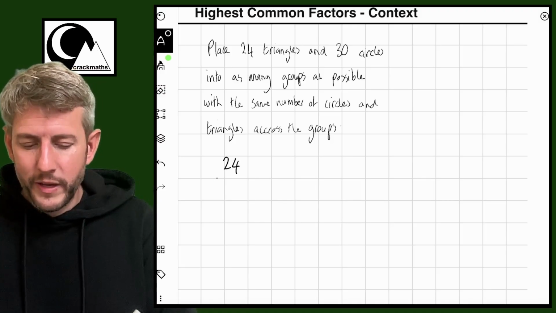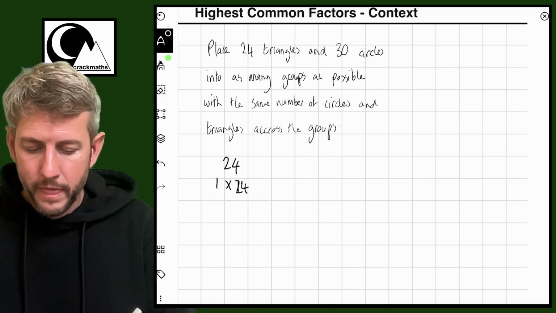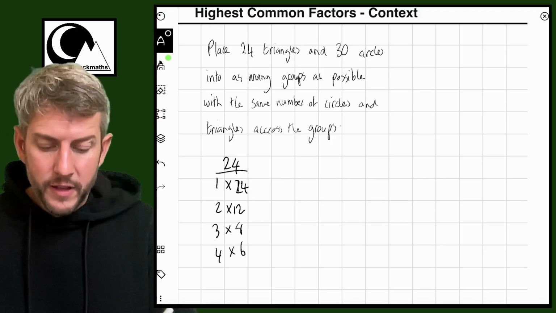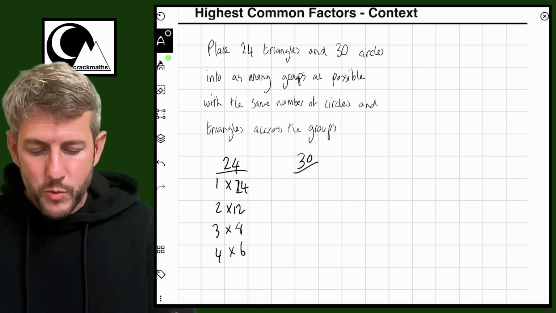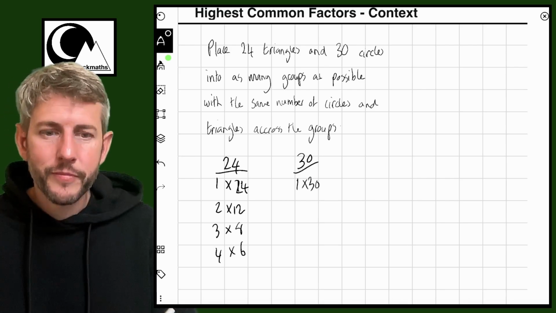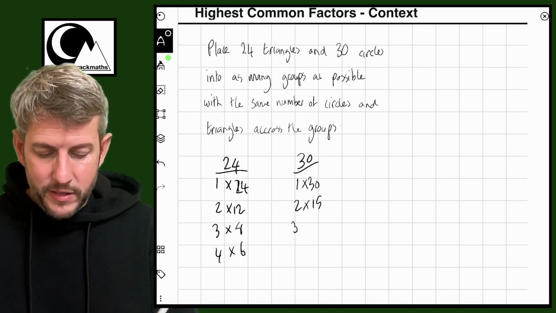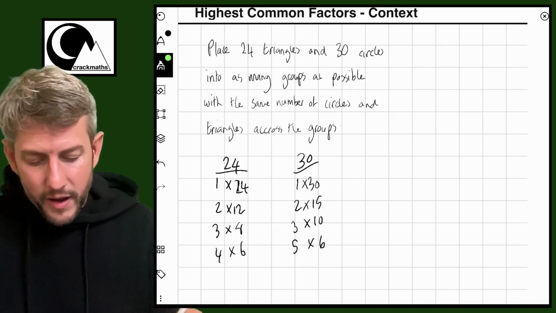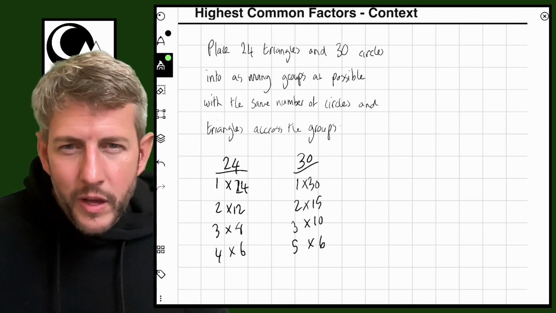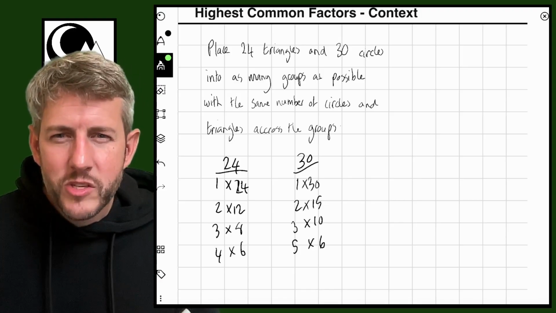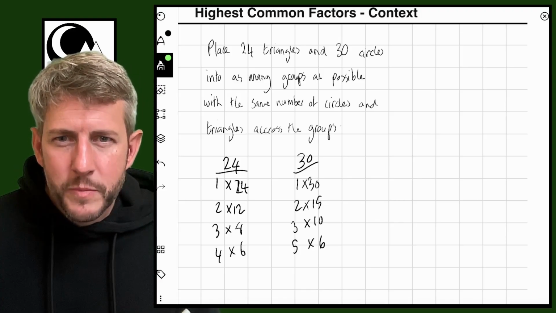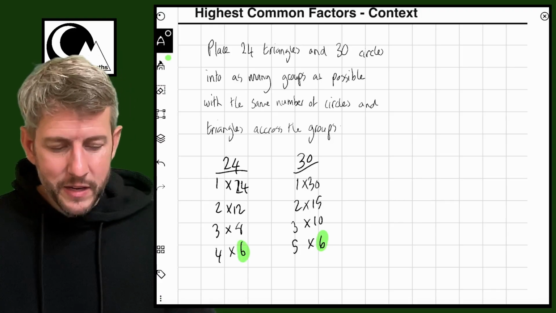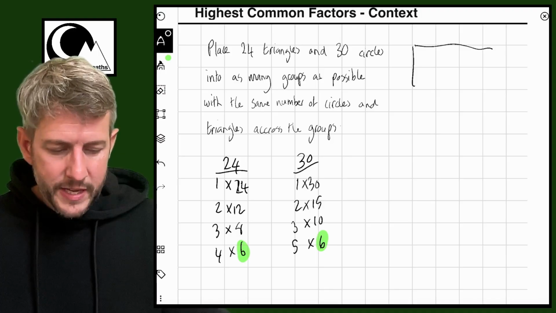So we've got 24 here, which is 1 times 24, 2 times 12, 3 times 8, or 4 times 6. 30, what we get is 1 times 30, 2 times 15, 3 times 10, 5 times 6, and that's it. So the highest common factor we can see here, if we look amongst these numbers, appears to me to be the 6. So the 6 is the highest common factor. So that tells me the number of groups. So I've got 6 groups here.